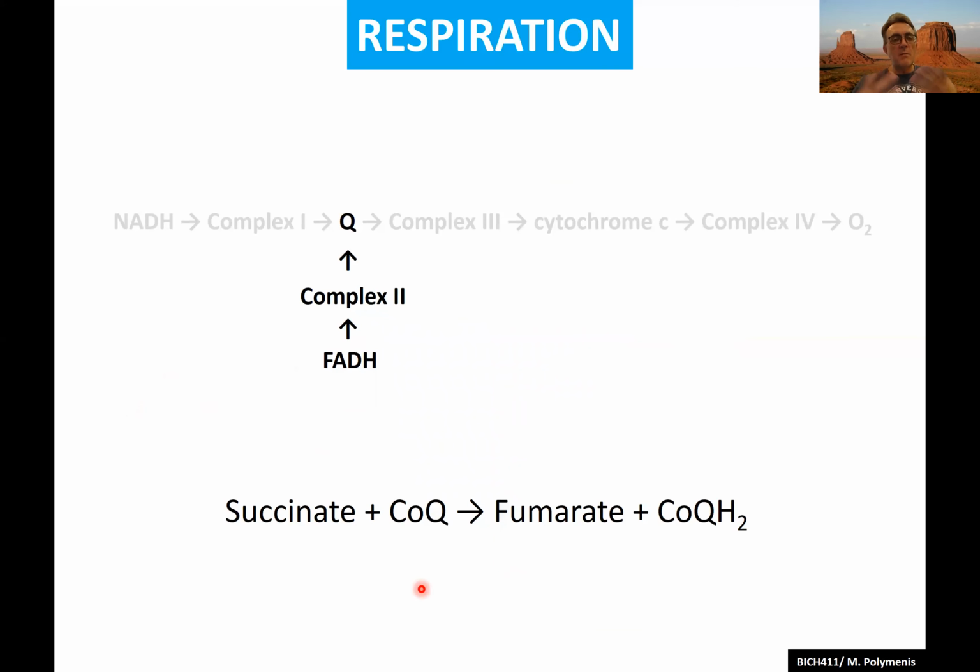All right, so that summarizes a few really simple things about complex 2. So now, at the stage where we are, we have Q, which is reduced to ubiquinol. It's embedded in the lipid bilayer of the inner mitochondrial membrane. In the rest of the videos, we're going to see how from Q we go to complex 3, cytochrome C, and then complex 4 to finally reach the destination of these electrons onto oxygen. So we'll stop here.